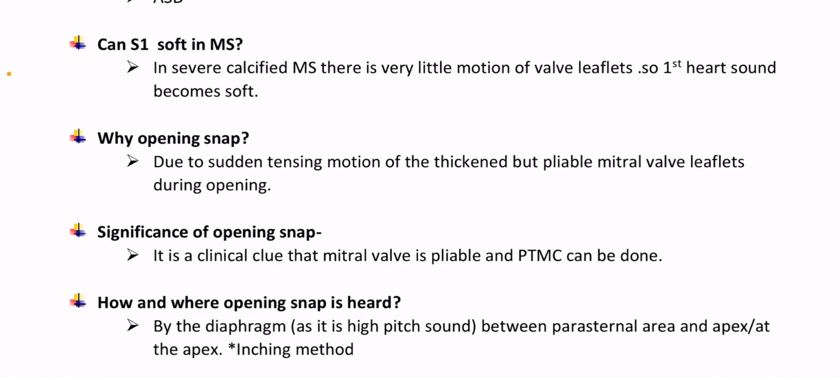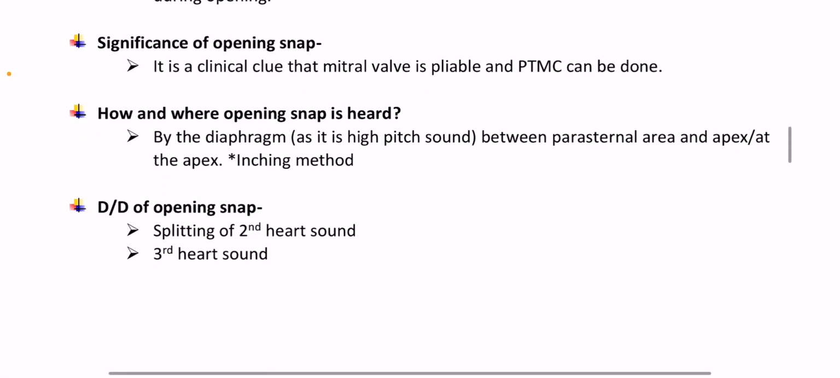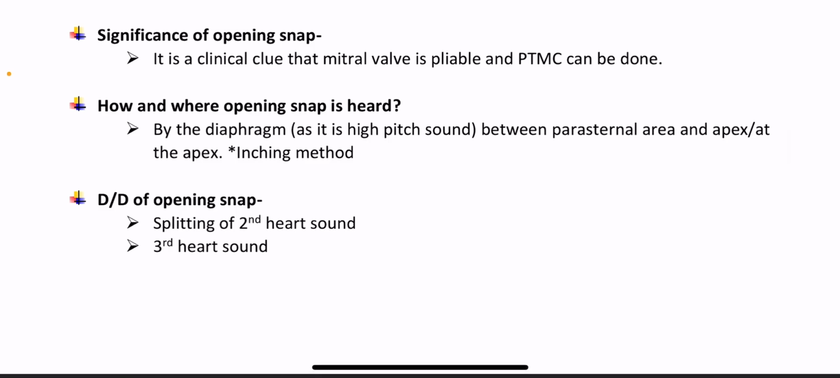Why the opening snap? Due to sudden tensing motion of the thickened but pliable mitral valve leaflets during opening. Significance of opening snap: it is a clinical clue that the mitral valve is pliable and PTMC can be done. What is the significance of the opening snap? It is a clinical clue that the mitral valve is pliable and PTMC can be done.